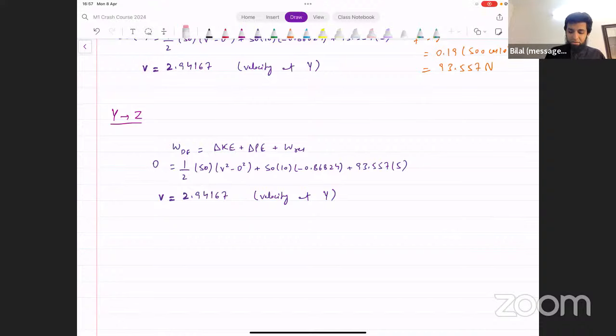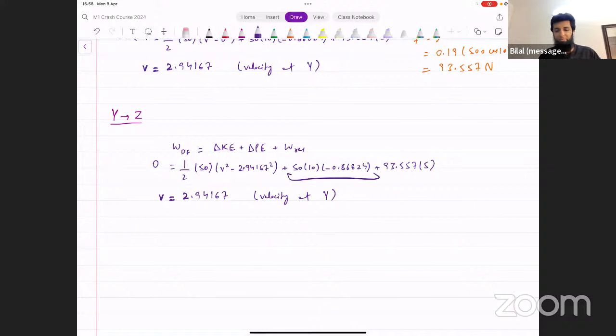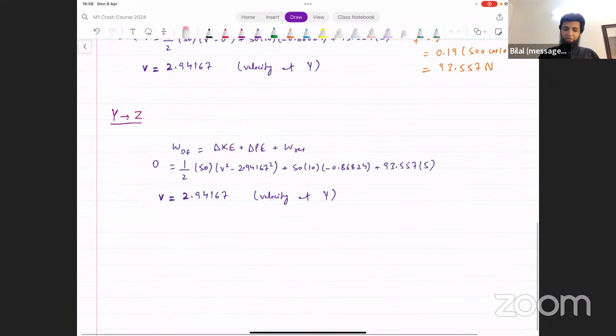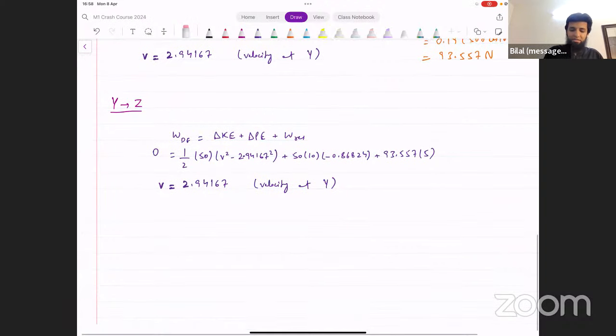Change in kinetic energy. Now we again do not know the final velocity, but we know the initial velocity is now changed to 2.94167 squared. That's the change in kinetic energy. Plus change in potential energy, that's still the same, because the distance traveled on the plane is still 5 meters. So the change in vertical height is still the same. Work done against resistance is also still the same because we're still traveling 5 meters. Everything else remains the same.